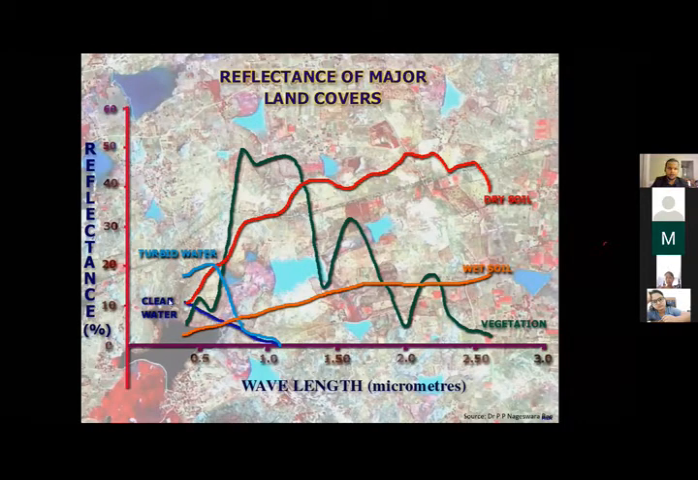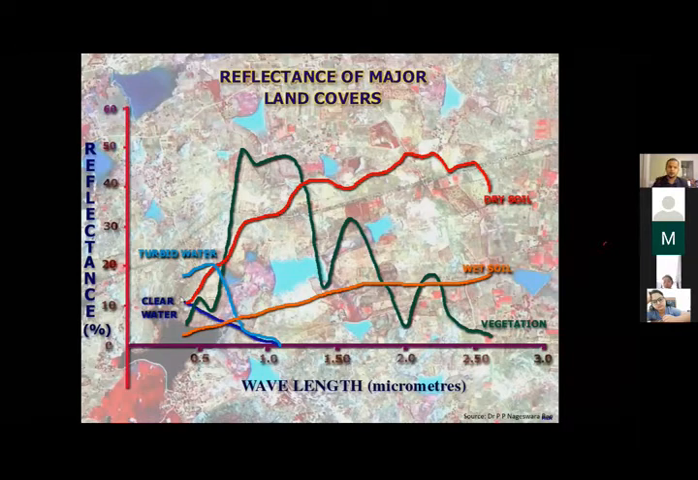So what do we see here? You have clear water, dry soil, wet soil, vegetation, turbid water. If you see, all these curves are different. Why? Because they behave differently with the electromagnetic radiation they are interacting with.